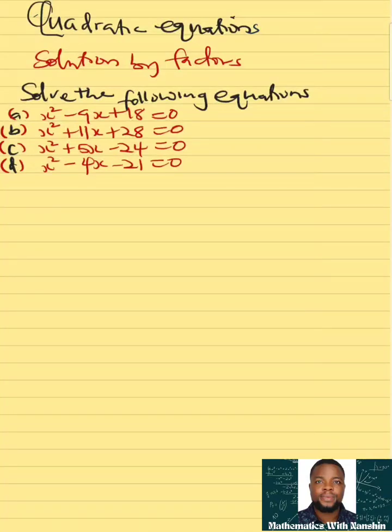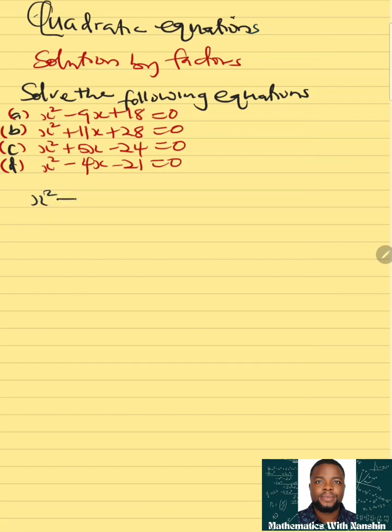To solve a quadratic equation by factors, what you do is you find the factors of the last term, the factors that if you add you get the middle term. Alright, so let's start by solving question A.